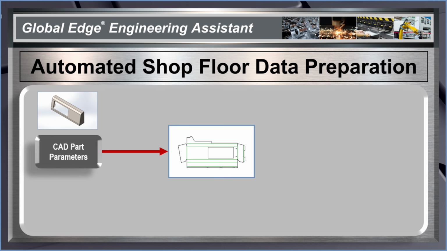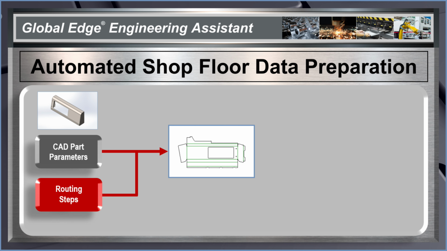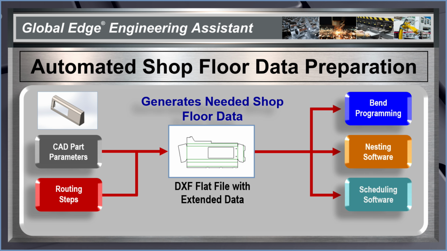Global Edge includes an automated work queue that automatically processes your daily production information. This includes the automatic importation of CAD part parameters, and the automatic generation of DXF flat files. Global Edge optionally generates routing steps, based on CAD part parameters. This information is automatically added to the DXF flat file as extended data that can be utilized by your CAM bending, nesting, and scheduling software. All this information is formatted and prepared for the shop floor.